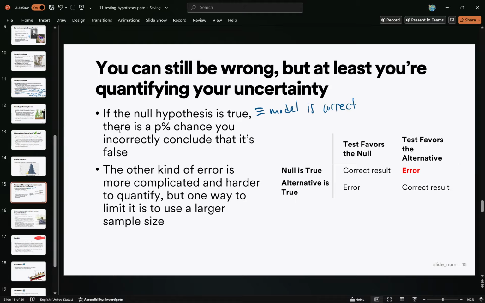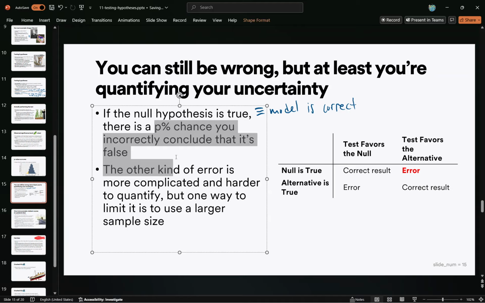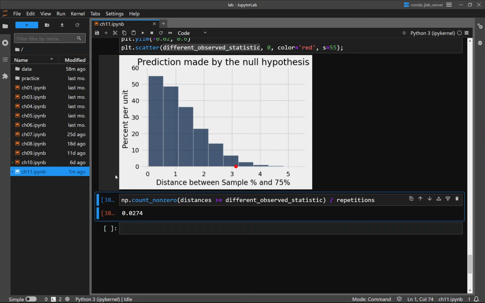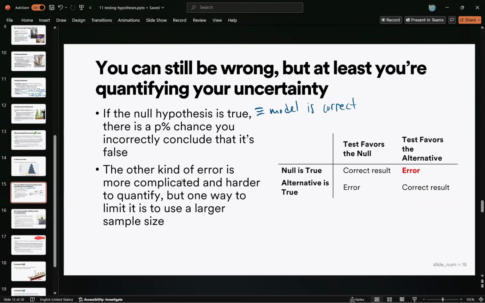If that's true, there is a p% chance that you incorrectly said that it was false, right? Because the model is predicting 2.74-ish% of the time, you really do get a number that far out, right? So maybe you just happen to be in a universe where you were that lucky. Does that make sense? And the model really was the model you thought it was, but it was predicting with very unlikely chances what you saw. It's still possible. You have a 2.74% chance that you were wrong in saying that the model was bad, okay?